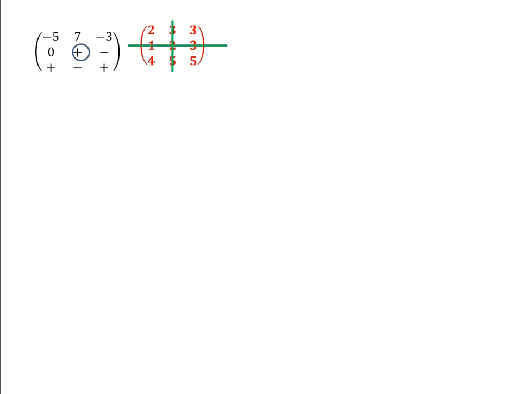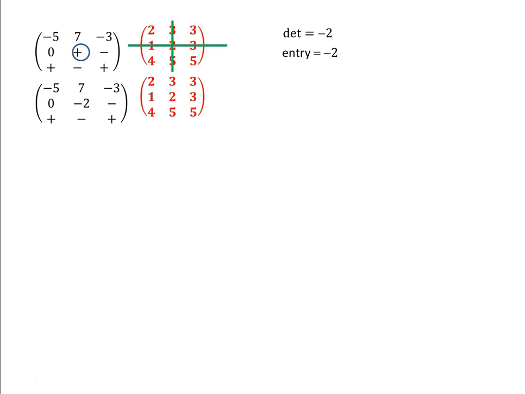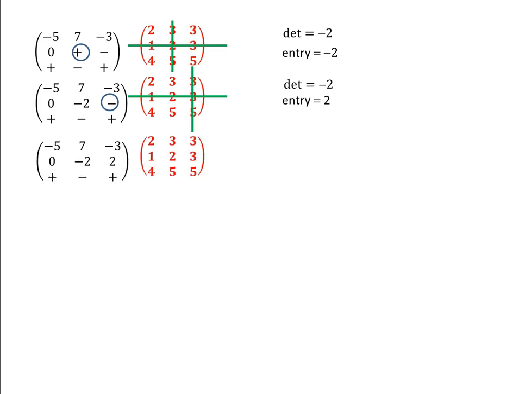For the next entry along, the determinant of what's left is 10 take away 12, which is minus 2. The entry in the grid matrix is a plus, so the entry that we're going to replace that plus by is going to be the same as the determinant, so it's going to be minus 2. For the next entry, the determinant we've got is negative 2 again. We've got a minus in the grid matrix, so that means the entry is going to be the negative of the determinant, so in this case the entry is going to be plus 2.